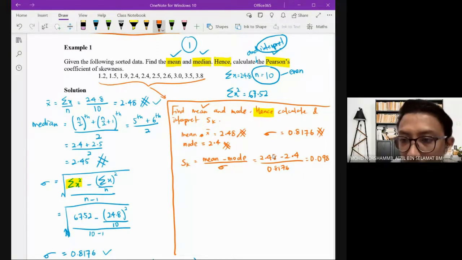Okay, guys. So you obtain 0.098. This is the answer of the calculation. And then they want you to interpret. So let's interpret. Okay. Nampak tak? Jawapan kita dah lain dah dengan Pearson's coefficient yang tadi tu.